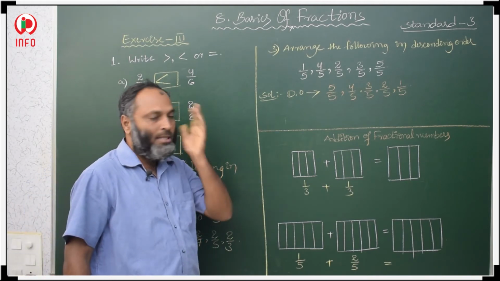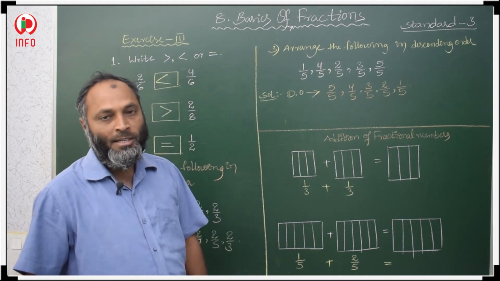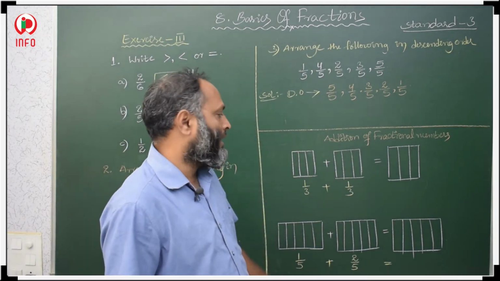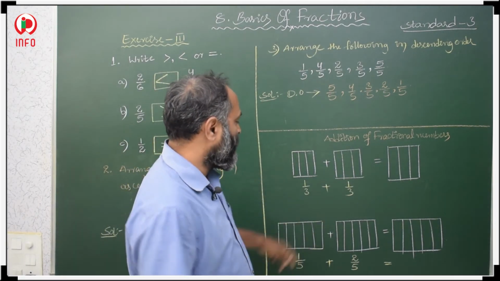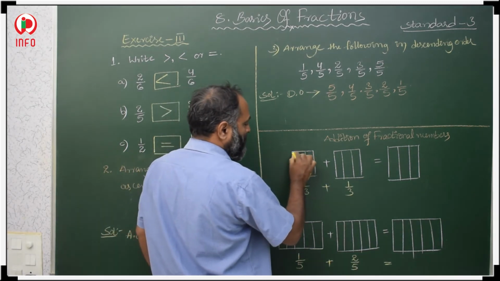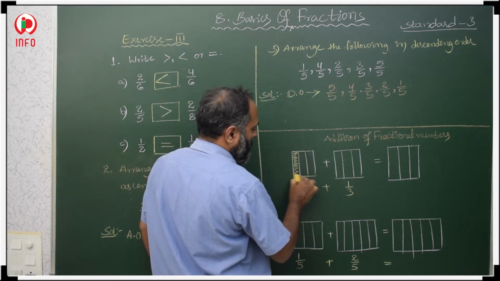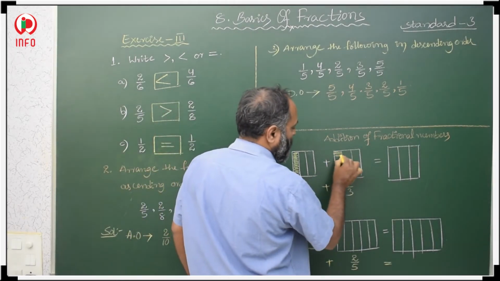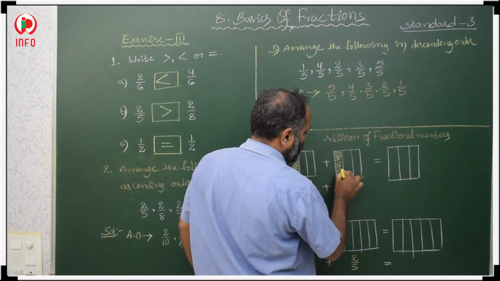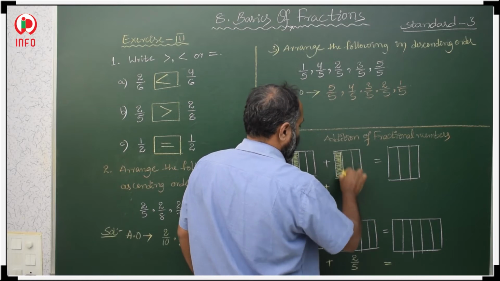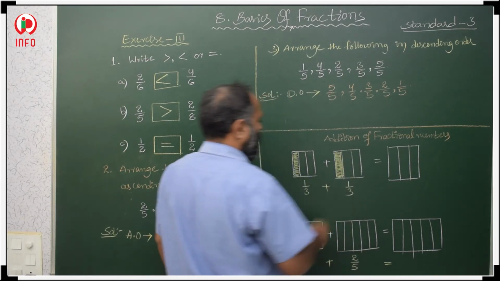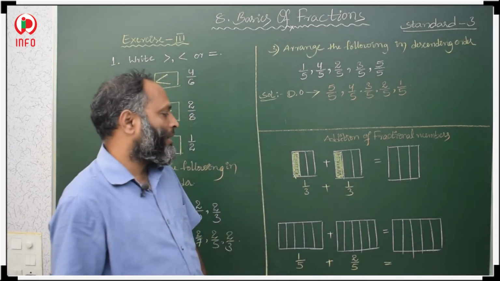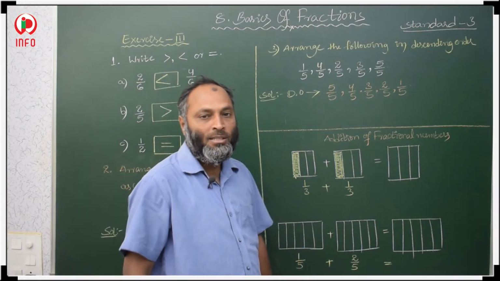Next, the concept of addition. Addition of fractions. How to add when like fractions are given? Here 1 by 3 means one part we have to shade, this one part, 1 by 3, and here also 1 by 3. If you add 1 by 3 and 1 by 3, then what is it? It is 2 by 3.